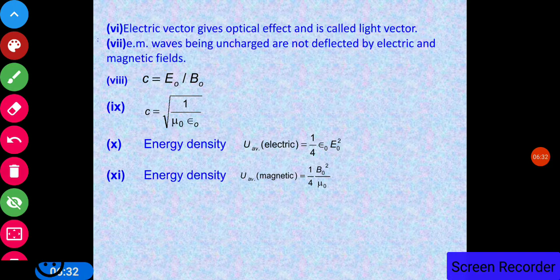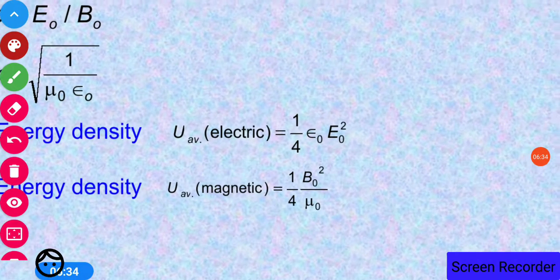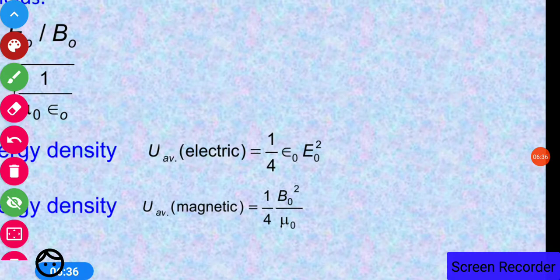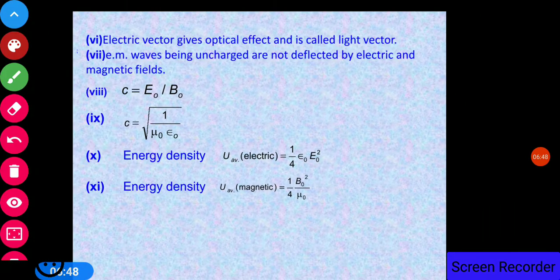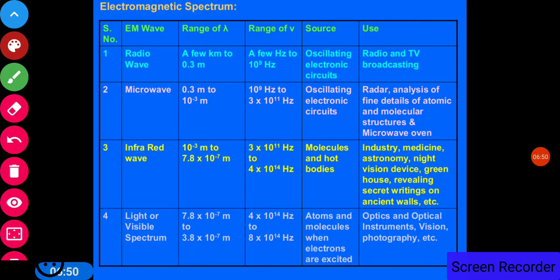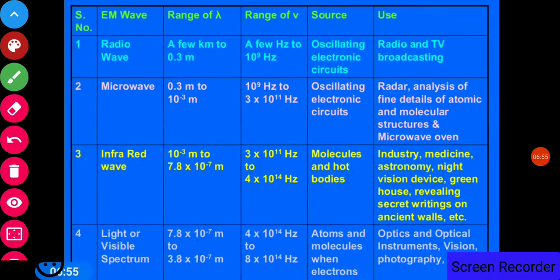Energy density: for the electric field it is 1 upon 4 epsilon naught E naught square, and for the magnetic field it is 1 upon 4 B naught square upon mu naught. Now these are all the properties of the electromagnetic wave.